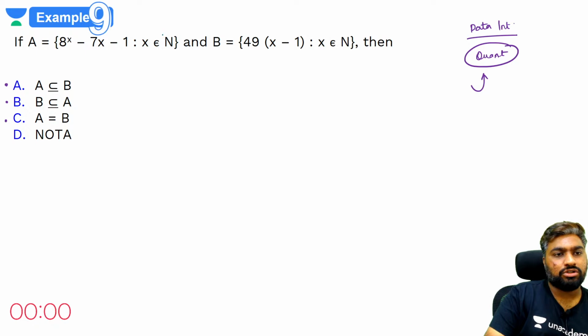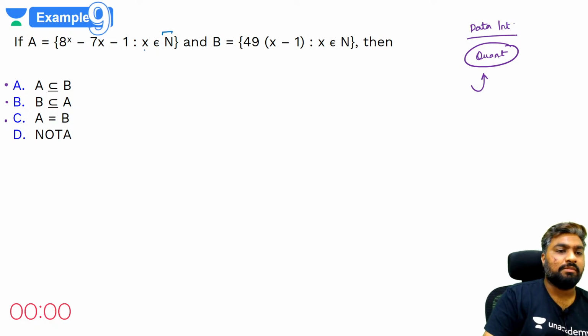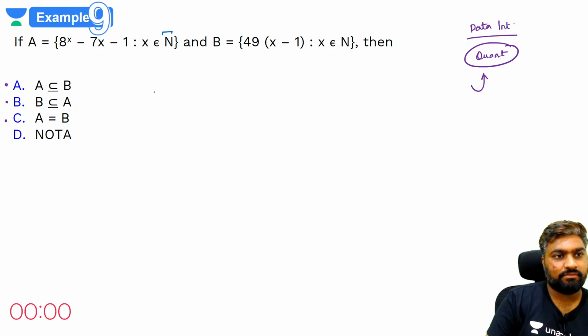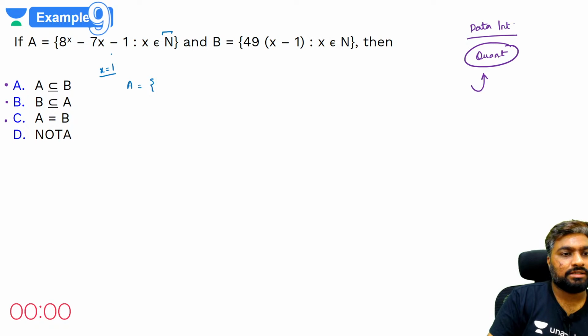Okay, x belongs to natural numbers. Natural numbers kya hai? From 1 till infinity. All integers from 1 till infinity. Yes. So let's say if x is equal to 1, then what is A's value? A will contain what element? A will have 8 minus 7 minus 1. That is 0.